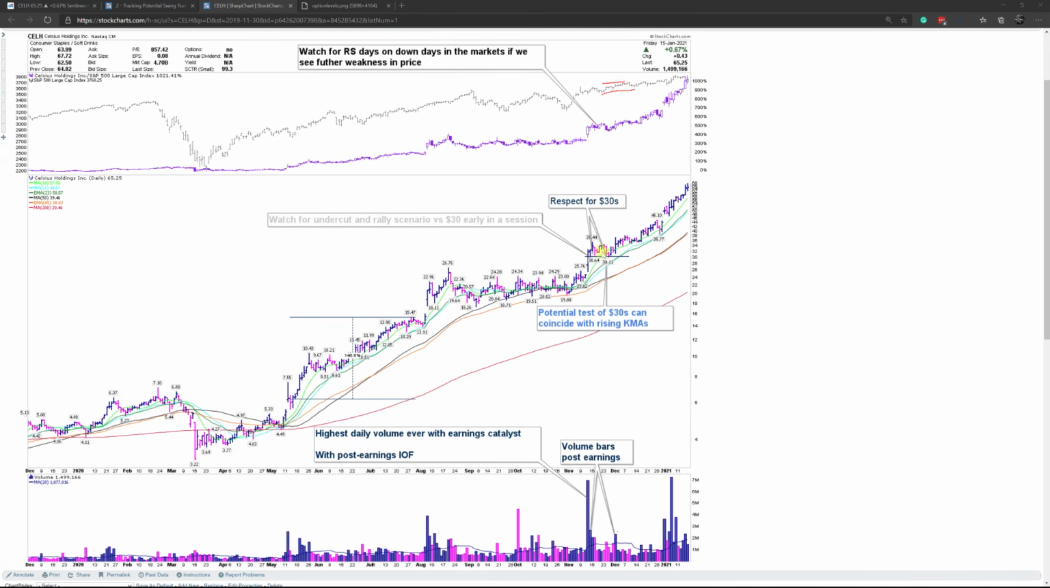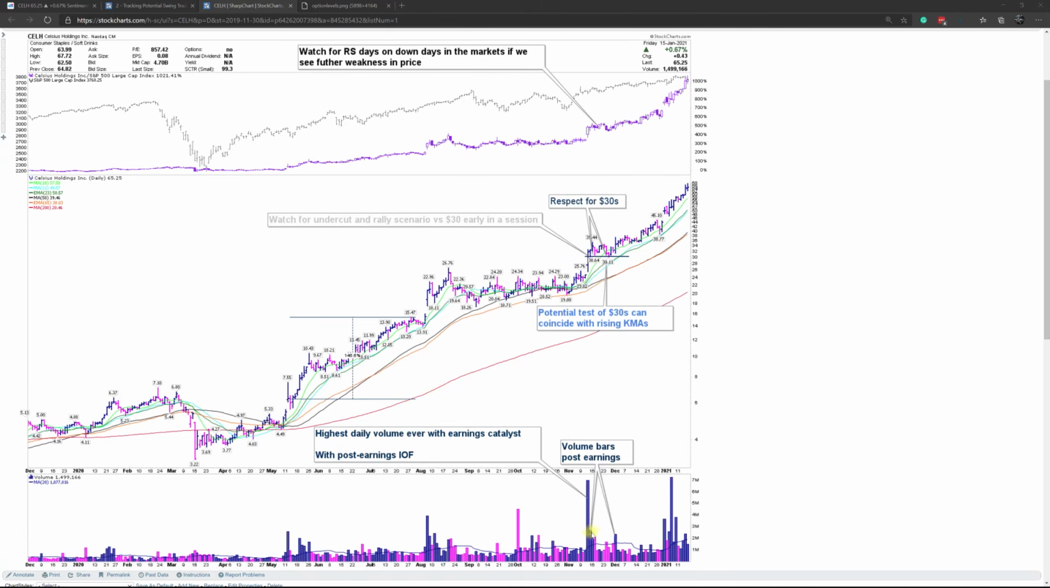CELH, which was holding up well versus that 30 mark, is now outperforming the markets here. It's been a fairly cooperative market, so this one has a lot of characteristics that we look for. With the highest daily volume ever with an earnings catalyst, it had IOF markets, which basically puts a timer on a stock to make some sort of directional movement, and it's added conviction.